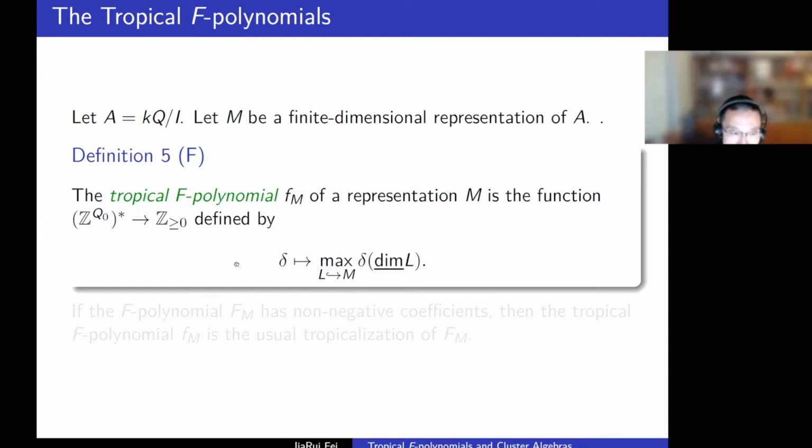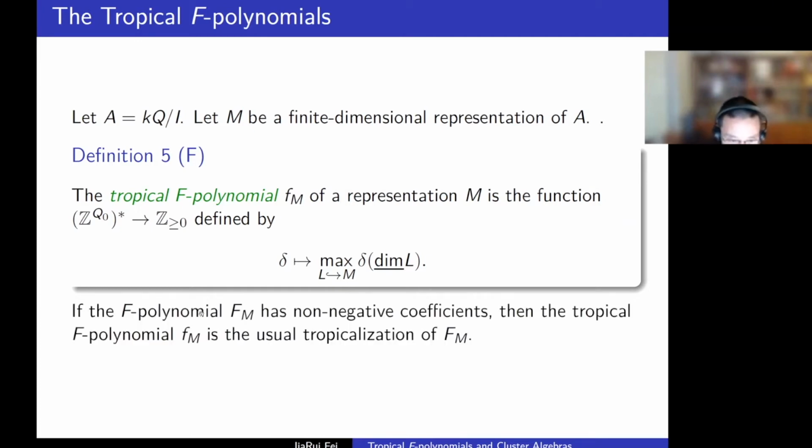If you look at the definition of the F-polynomial, it's easy to see that if the F-polynomial has non-negative coefficients, then this tropical F-polynomial is just the usual tropicalization of this F_M. Yeah, I think even this one can have negative coefficients. This defined tropical F-polynomial still has representation-theoretical meaning.